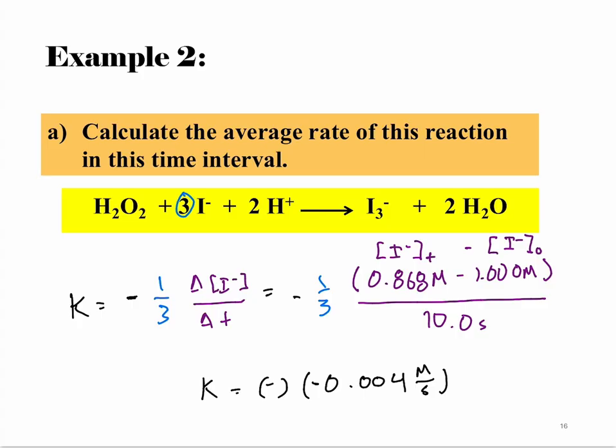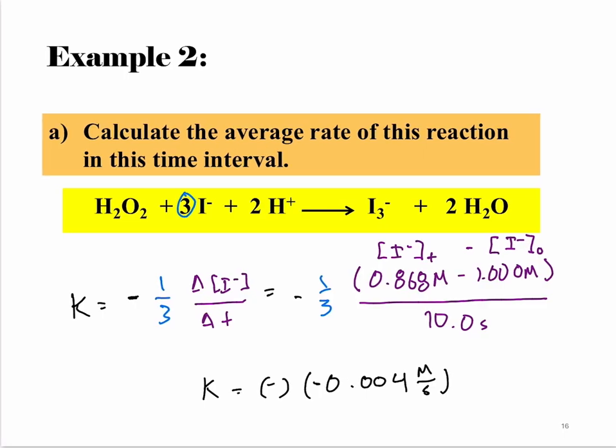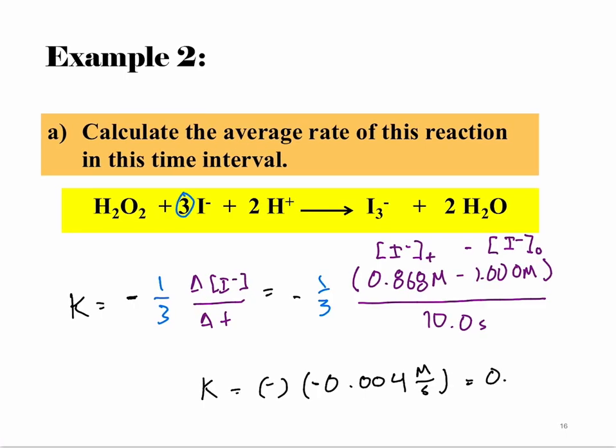That all seems like it's checking out so far. And we know it needs to be positive, so we should end up with a positive quantity. And that's exactly what we get. We should get 0.004 molarity per second. So this is going to be our average reaction rate over this time interval. All right? Does that make sense? So I skipped one step in algebra here. I didn't write explicitly that delta I is equal to I final minus I initial.